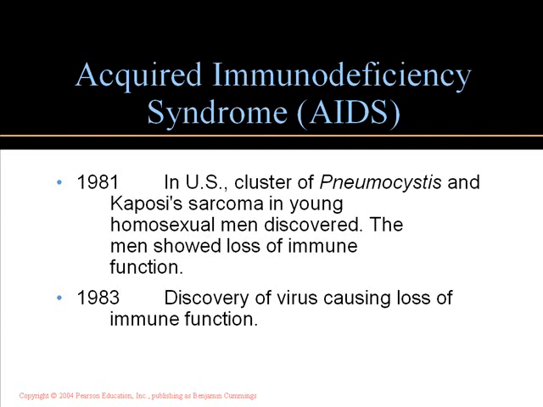You've already watched the video clip of the HIV virus, how it attacks the human cells, but let's give you a little historical data. Again, that little video clip that you watched during the lab, several lab assignments ago, helped familiarize you with the condition. In 1981 in the United States, clusters of Pneumocystis carinii, or Kaposi sarcoma, in young homosexual men were discovered. The men showed a loss of immune function. In 1983, a virus causing the loss of the immune function was discovered.